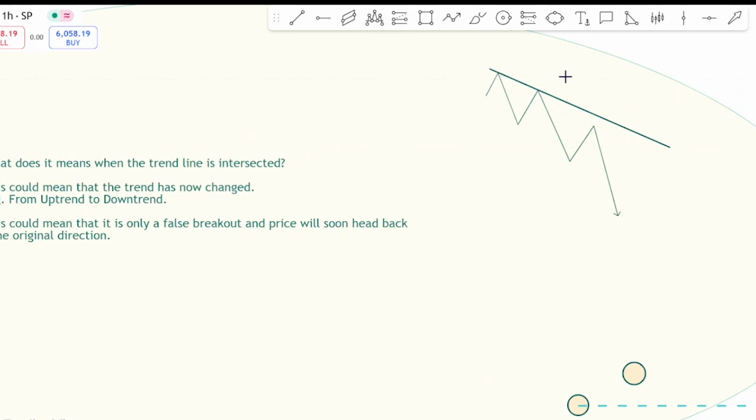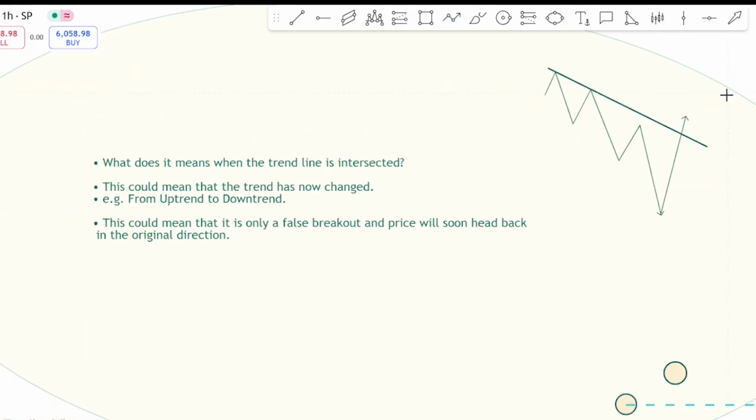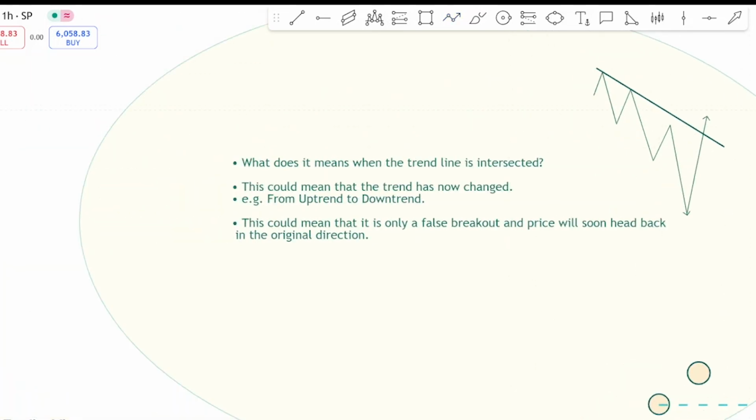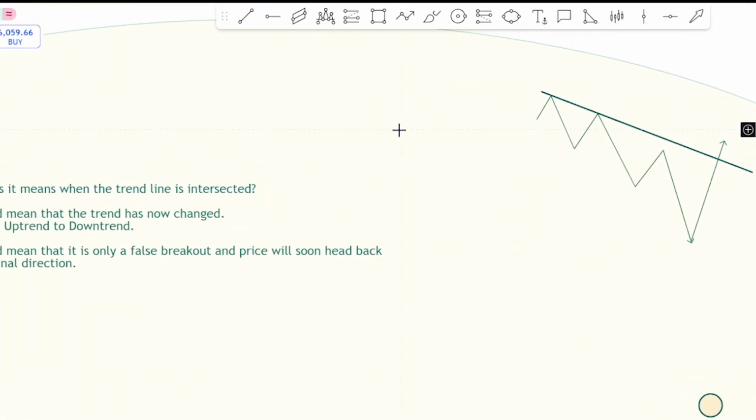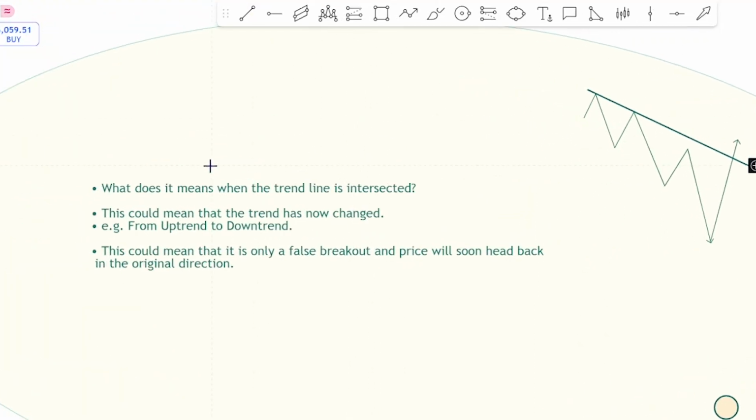So now the market price moved up and started breaking above the trend line. This is a downtrend trend line, which is a resistance trend line. If we break above this trend line, we are giving an example from the downtrend. So this could mean that the trend has now changed. That is the first sign, because we are breaking above the trend line.